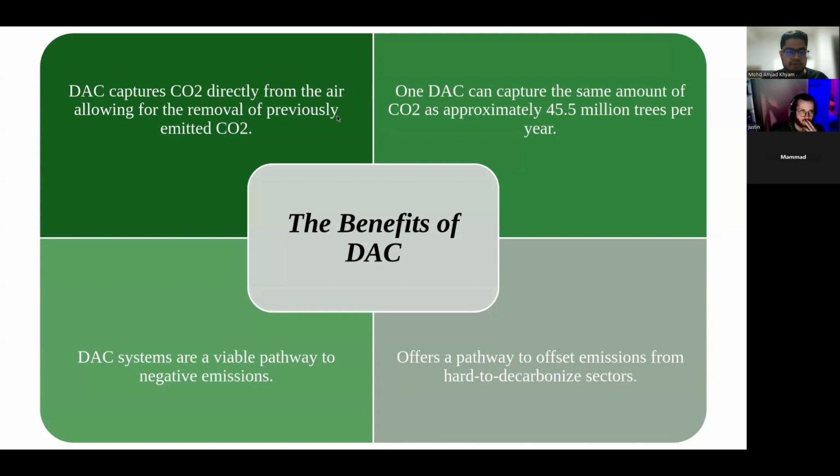The benefits of DAC are many. It captures carbon dioxide directly from the atmosphere, allowing for the removal of previously emitted carbon dioxide. One DAC unit can capture about the same amount of carbon dioxide as 45.5 million trees in just a fraction of the space. DACs are a viable pathway to negative emissions, and they offer a pathway to offset emissions from hard-to-decarbonize sectors such as the cement industry and the transportation industry.